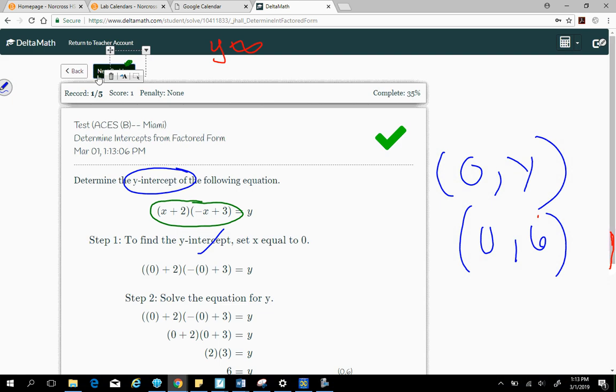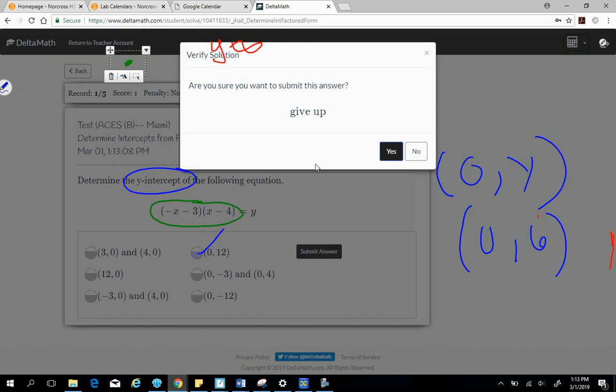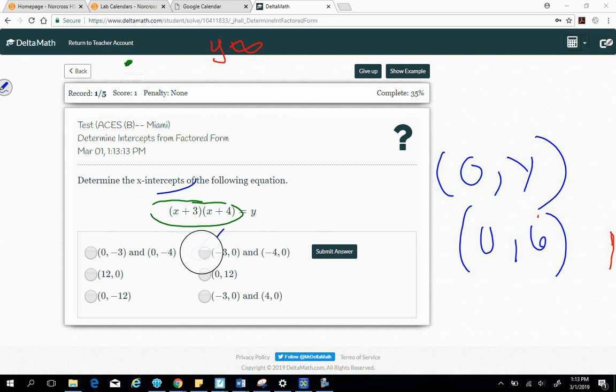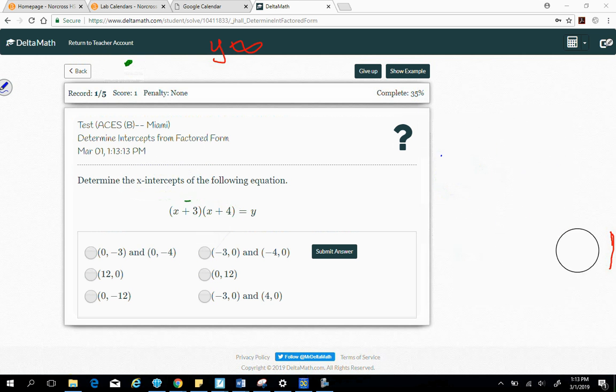Now let's go to the next one. This one's asking for the x-intercepts. It's a different problem now. So put it in your table, and you're writing down any notes that you need to write down. What are they looking for? They're looking for the x-intercepts.